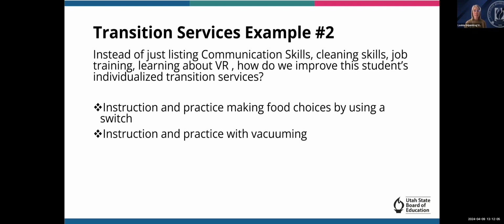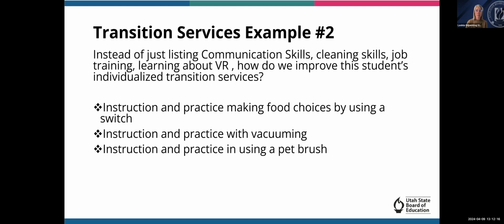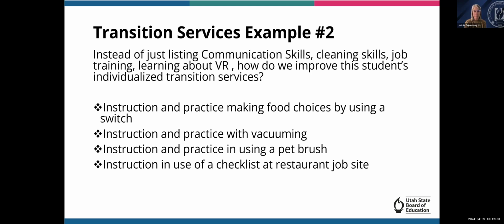And around the cleaning skills, actual instruction and practice with vacuuming. So maybe that's something that the student wants to learn, or the parent really wants the student to have that skill for home. And then related to job training, instruction and practice in using a pet brush. So this student is interested in being around animals, right? So let's see if we can teach that student how to groom animals. So they would need some instruction on how to do that correctly.